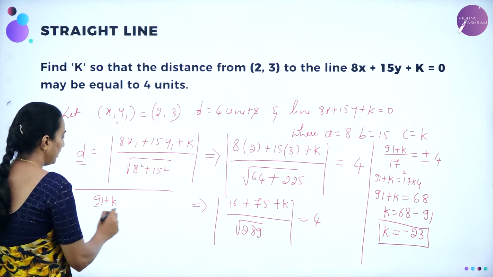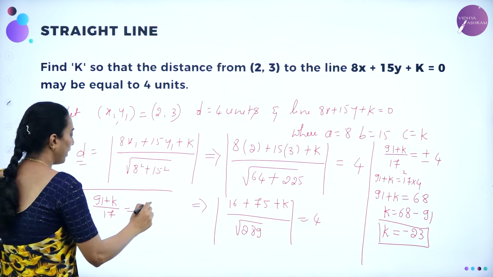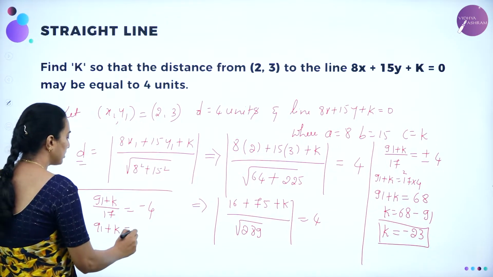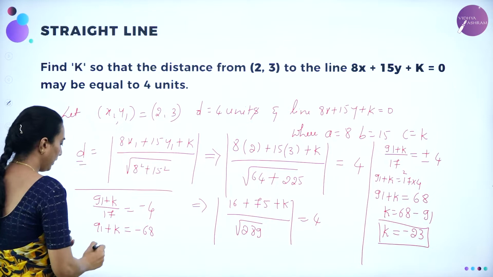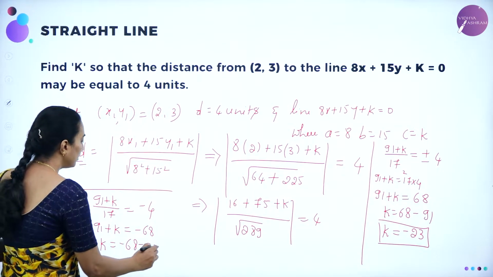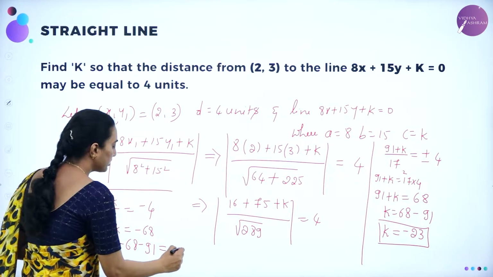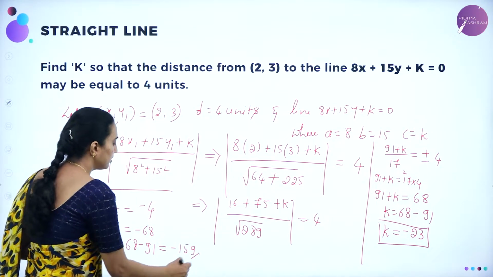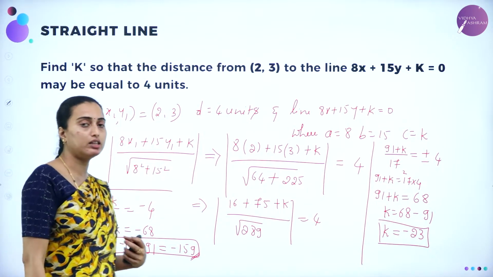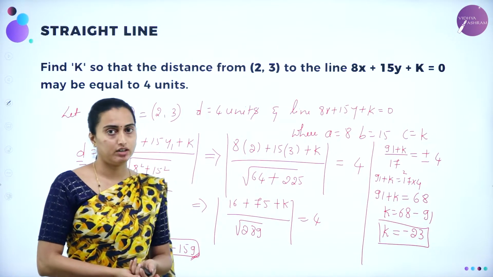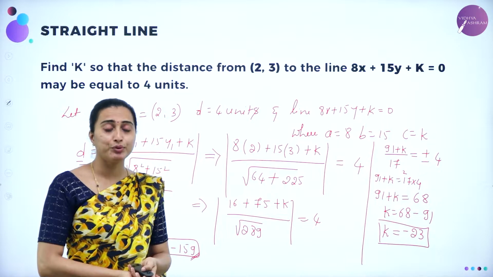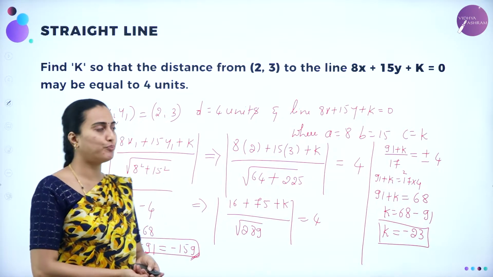Equating another value, that is 91 plus k divided by 17 is equal to minus 4, or 91 plus k, 17 4s are minus 68. Otherwise, k will be equal to minus 68 minus 91, which implies minus 159. This is your value of k, that is one value is minus 23, another value is minus 159. This is how you are going to find out the values of k. I hope you got this one. We'll move on to the next problem.